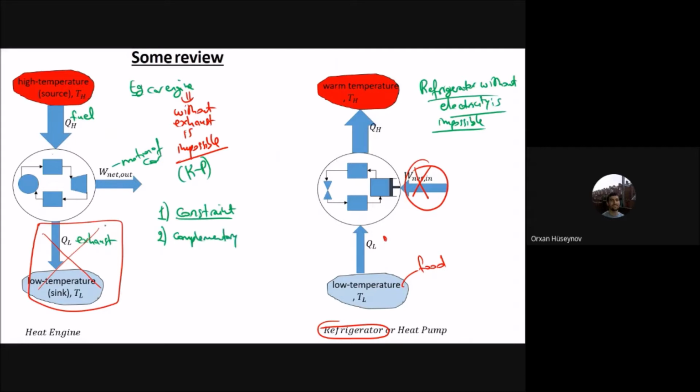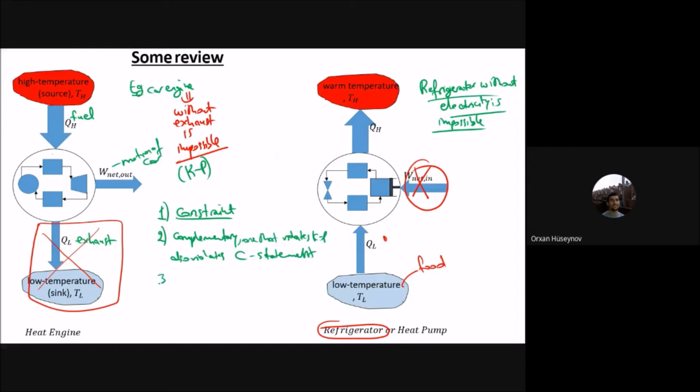Second, although these two laws seem separate, they are complementary. If a device violates the Kelvin-Planck statement, it will also violate the Clausius statement. It is not possible that a device violates the Clausius statement but is okay with the Kelvin-Planck statement. It is complementary. One that violates Kelvin-Planck also violates the other one, the Clausius statement.